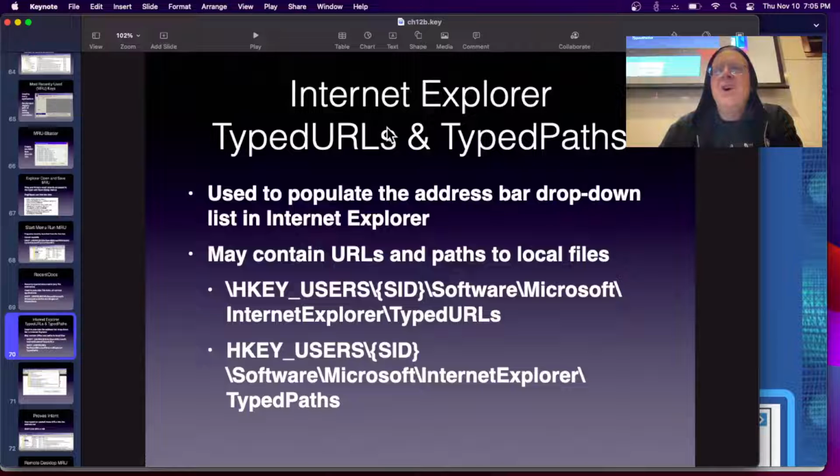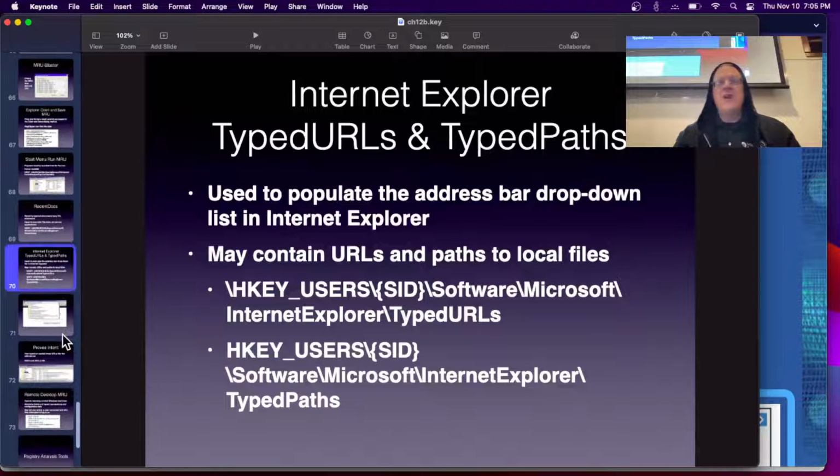And then there's typed URLs and typed paths. If you open Internet Explorer and try to type in the URL, there will be a drop-down list of recently opened URLs there, and you'll find them here. That only applies to things that have been typed into Internet Explorer. When I tried it recently for Edge, it did not seem to pick up ones typed into Edge. So I think this is of extremely limited use because a lot of people use other browsers like Chrome and Firefox. But anyway, if they're actually using Internet Explorer, you'll find stuff here.